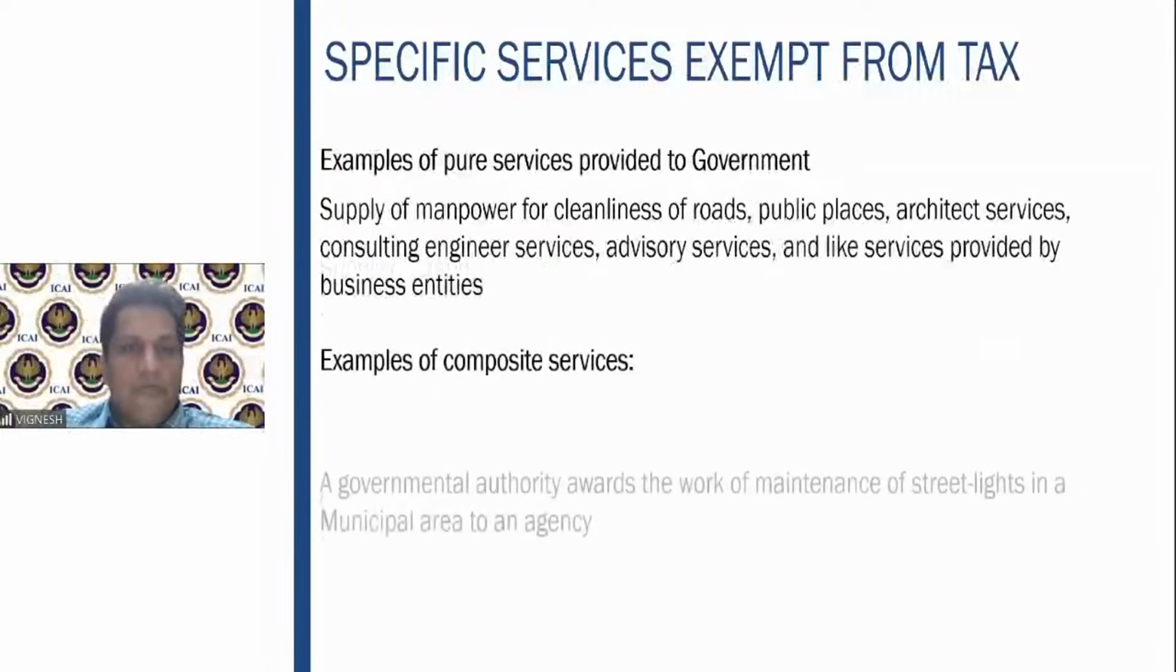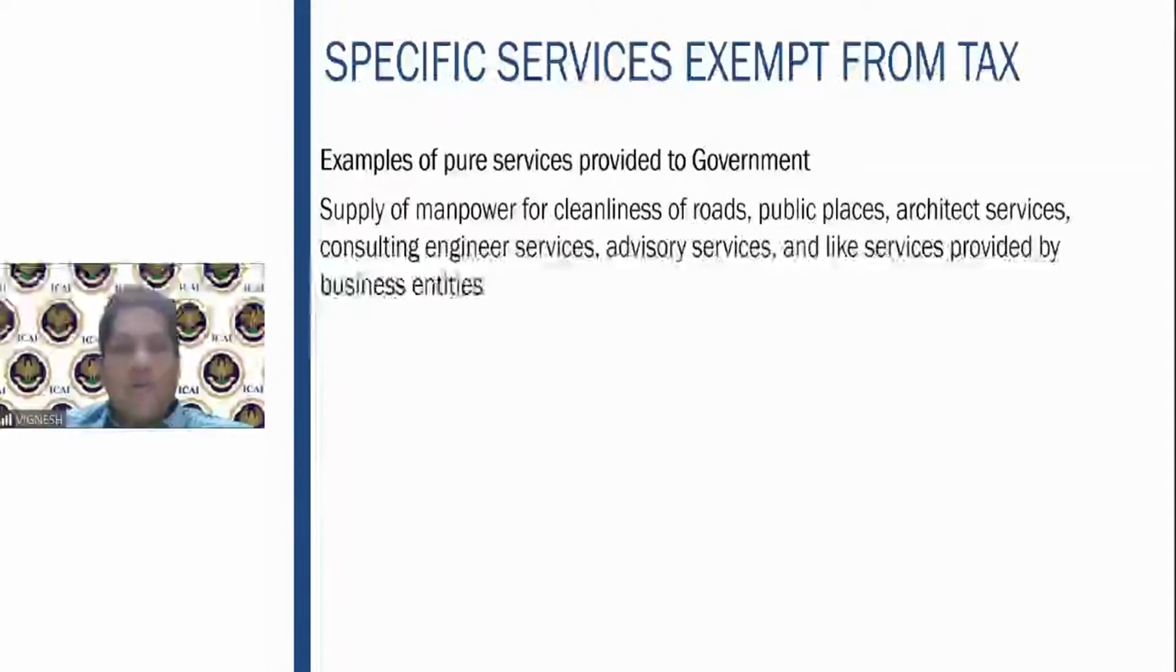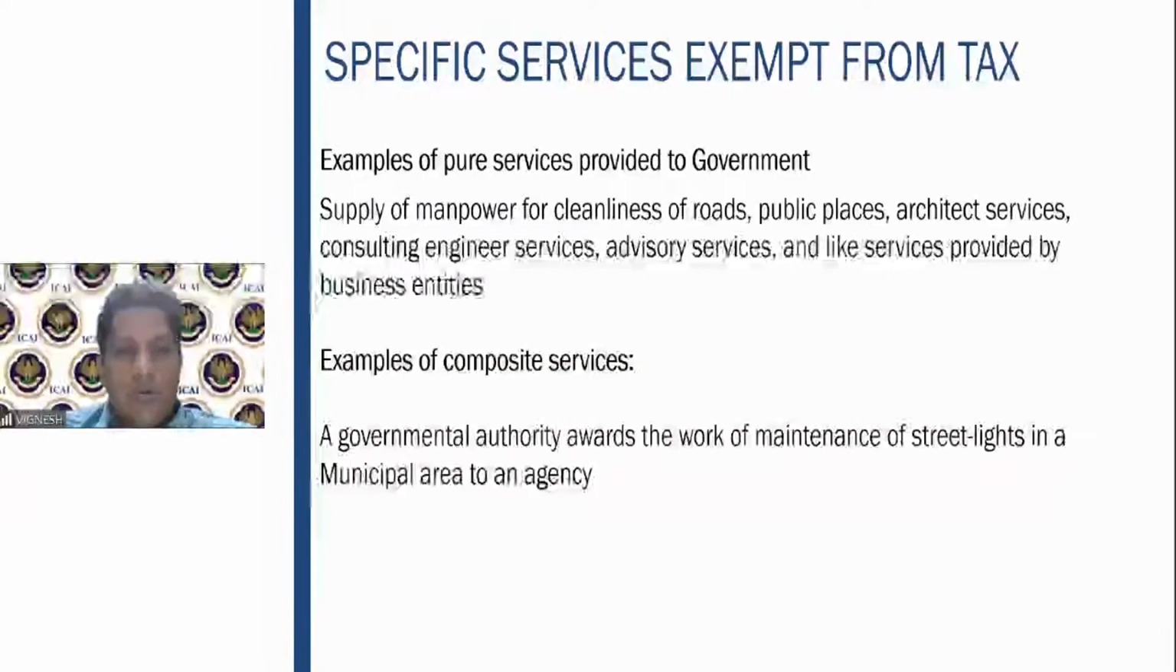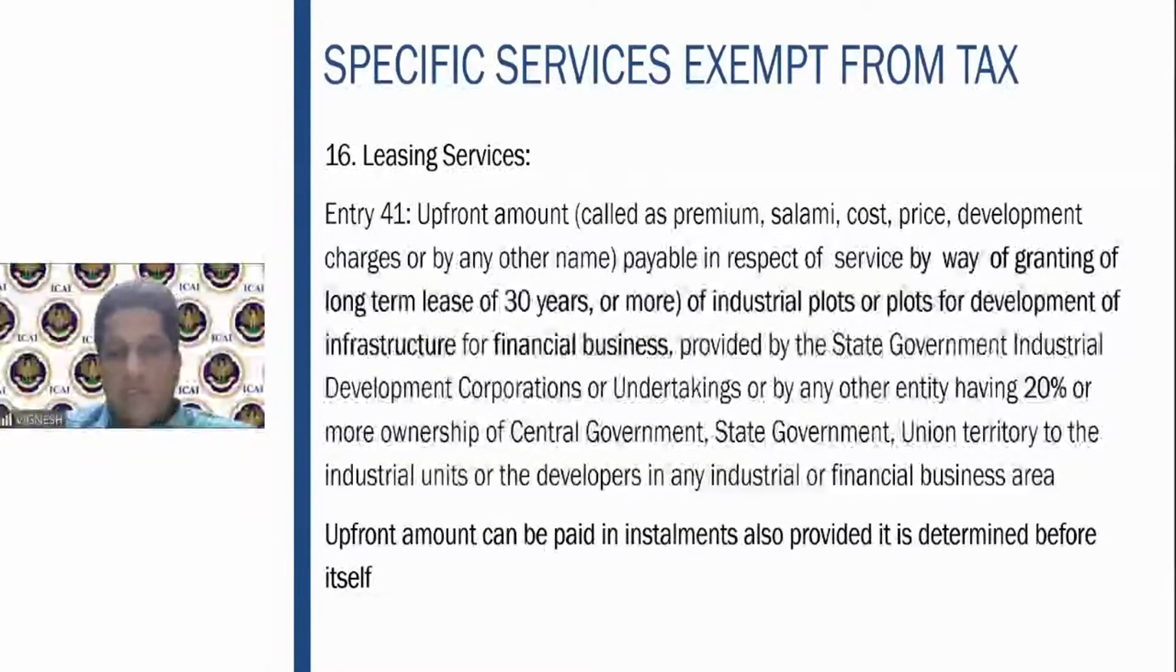We'll see those ones. What are examples of pure services? Supply of manpower for cleaning the roads and public places, architect services, consulting engineer. All these are pure services provided to the government. Composite services: work of maintenance of street lights. If you are giving that work to an agency, that is composite services.